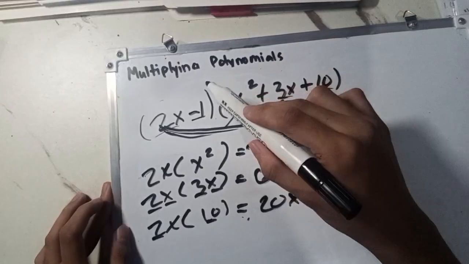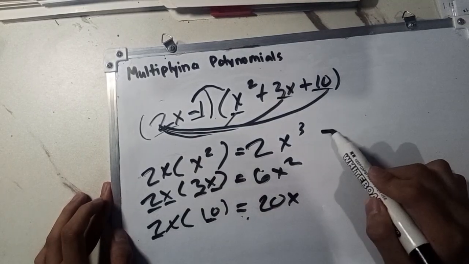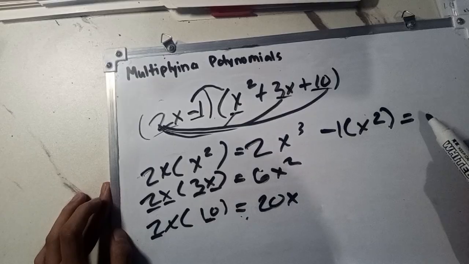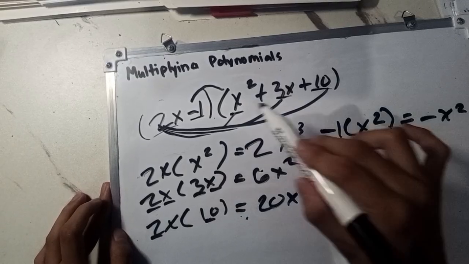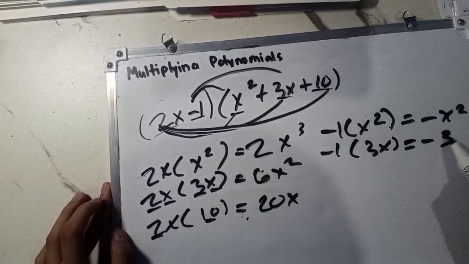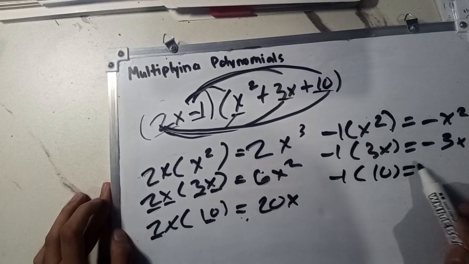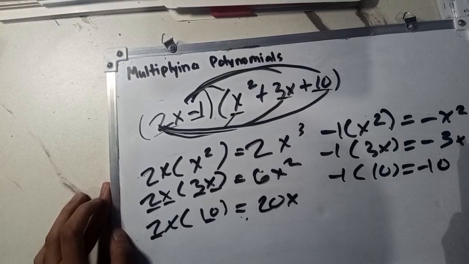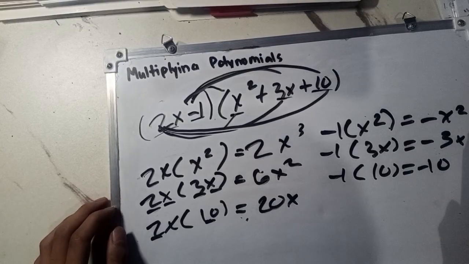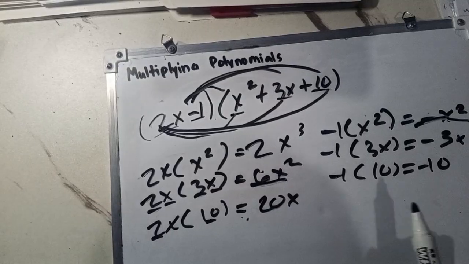Now, we will distribute the value of negative 1. Negative 1 times x squared is equal to, okay, negative x squared. Negative 1 times 3x is equal to negative 3x. Negative 1 times 10 is equal to negative 10. Now, we need to combine like terms. So, these are like terms. These are like terms.